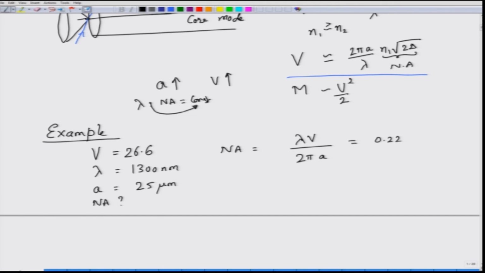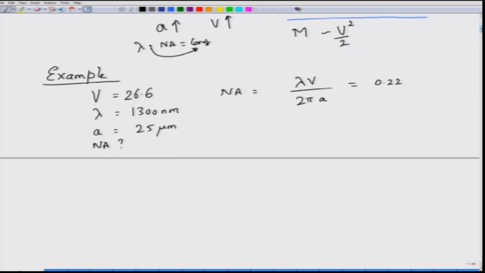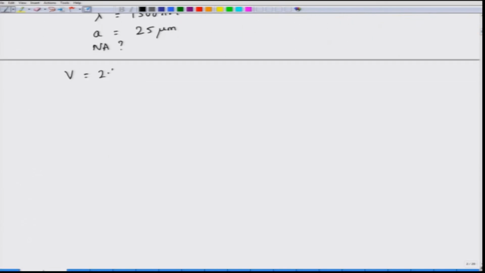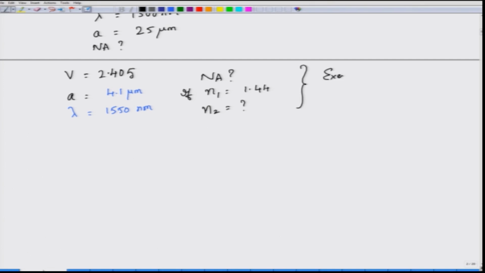Now let us turn around the problem, and I will leave this as an exercise to you. Assume that for some reason I want V to be 2.405. You will see why so sometime later when we discuss the modes. I fix A to 4.1 micron. Remember, A is the radius. And I want the wave to be propagating at 1550 nanometer. Can you calculate what should be the numerical aperture? And if I tell you that N1 is nearly 1.44, can you calculate what should be N2? I will leave this as an exercise problem to you. The solution will be supplied after the assignments are handed over to you.